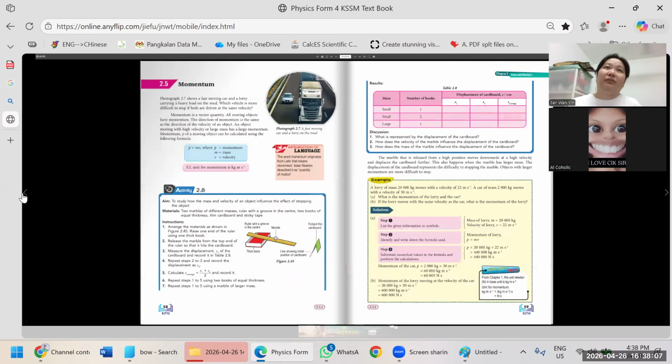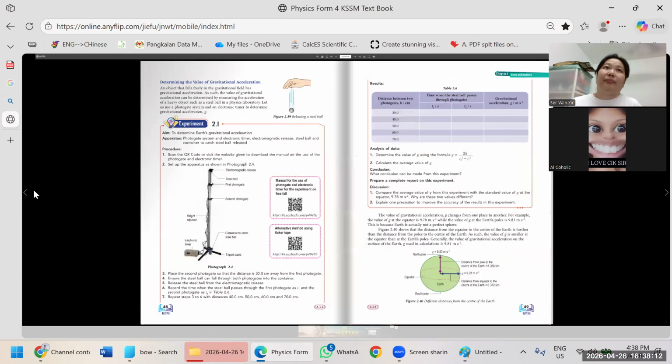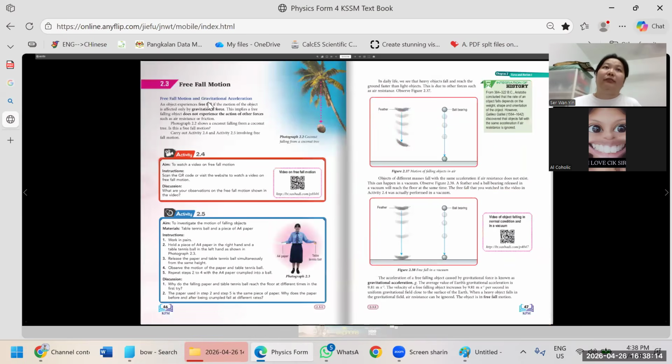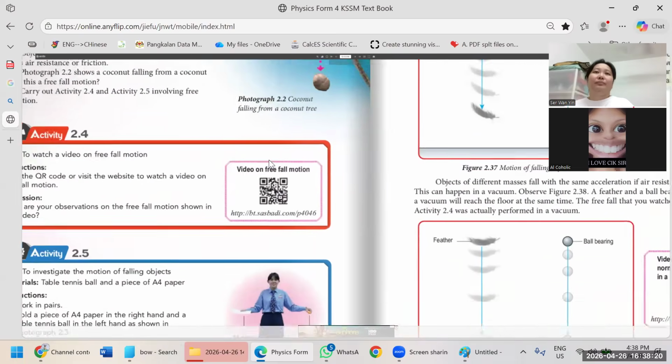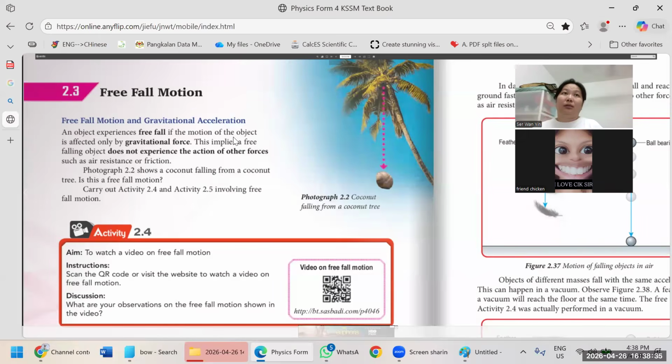Where is it? Free fall. Yeah, free fall is what? I don't know why I cannot make it larger. Free fall is the motion of an object that is affected only by gravitational force. It's a motion of an object. Or we say it's a fall of an object.